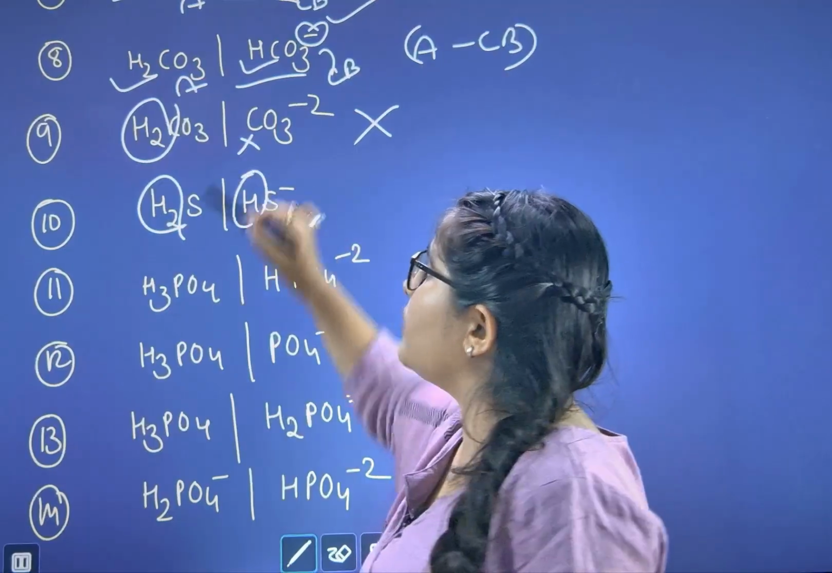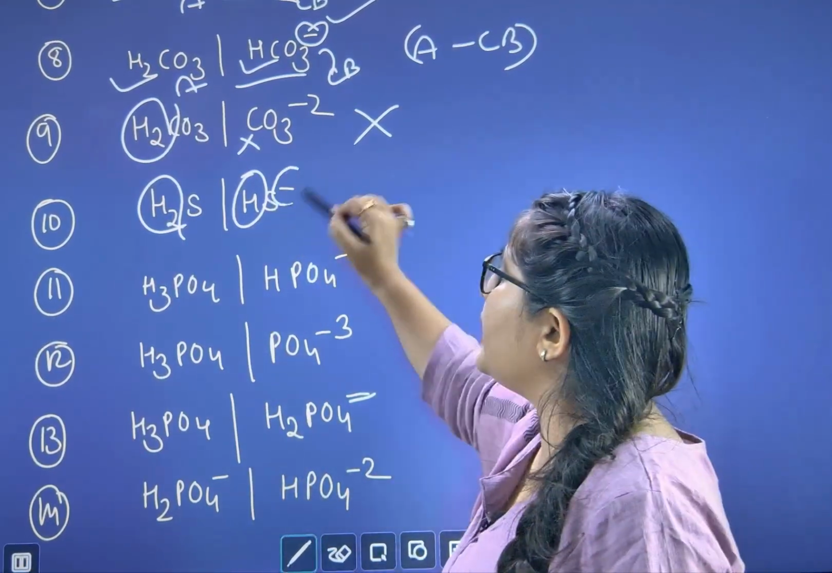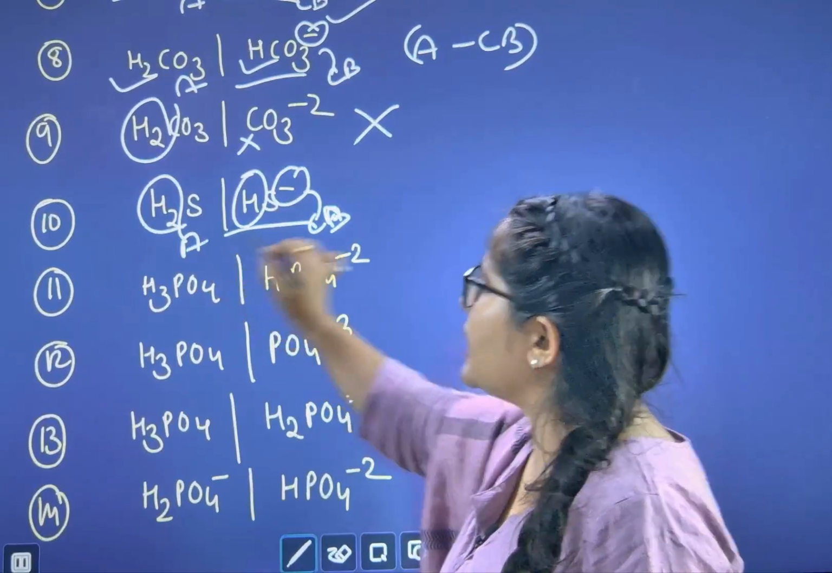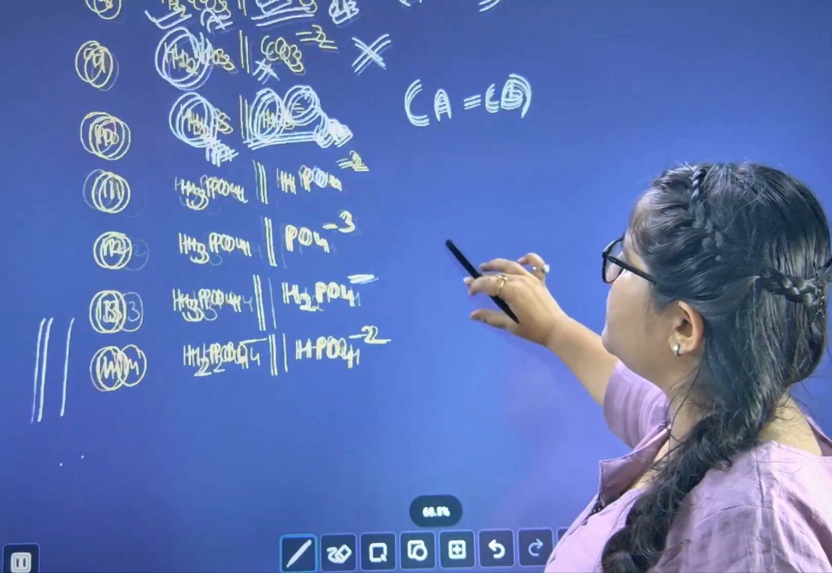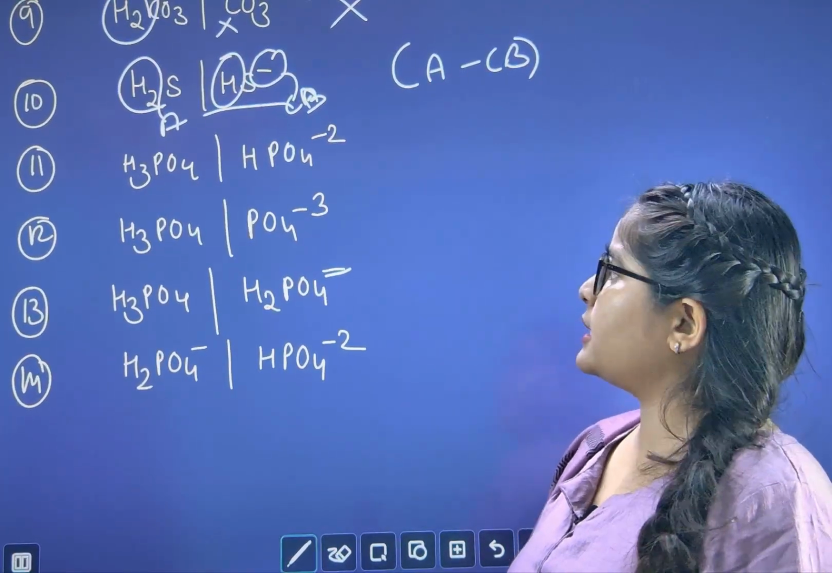2 hydrogen, 1 hydrogen difference. Yeah, it can be. Minus means conjugate base came from acid. So acid conjugate base pair. Let us see the next question.